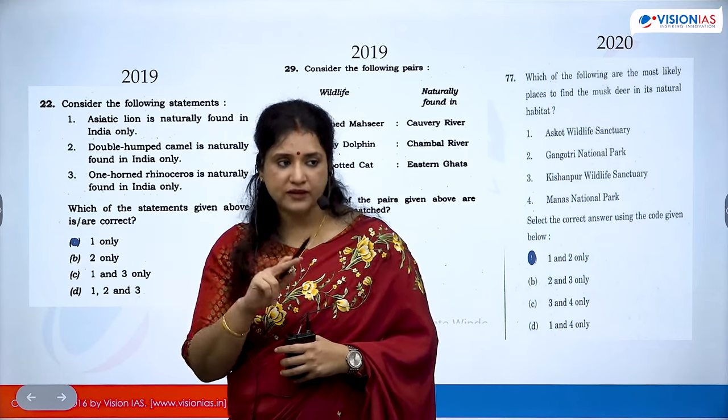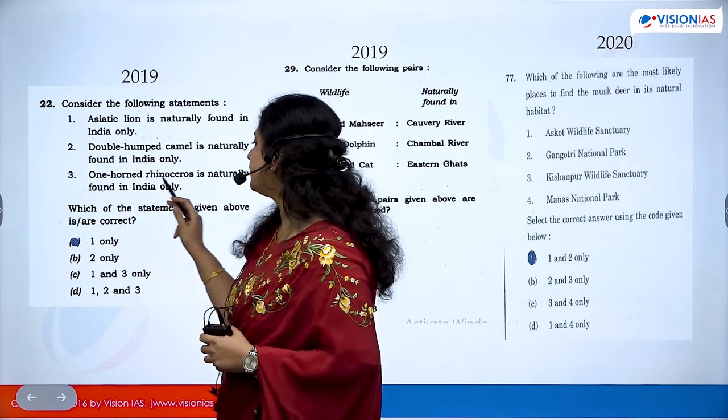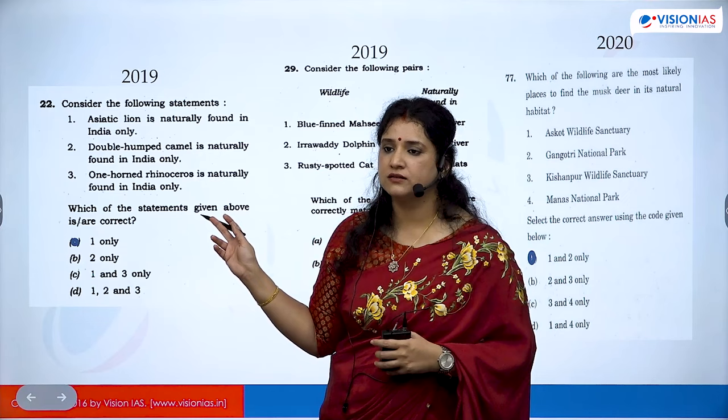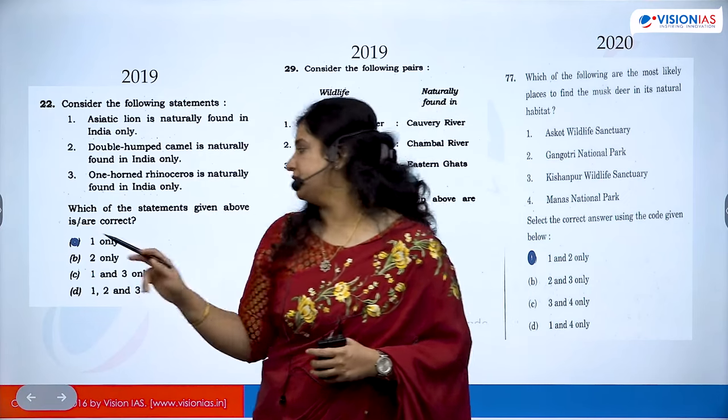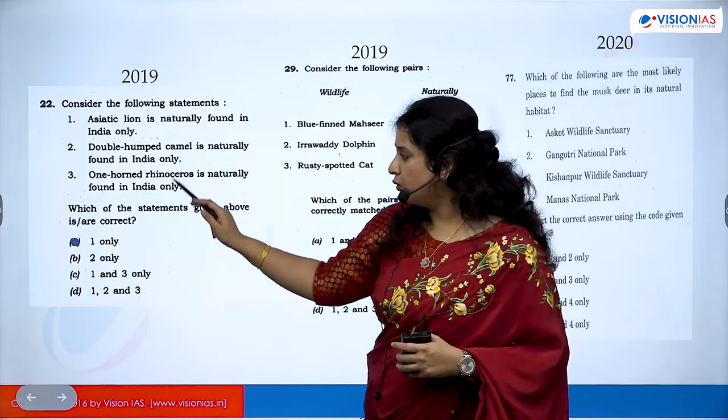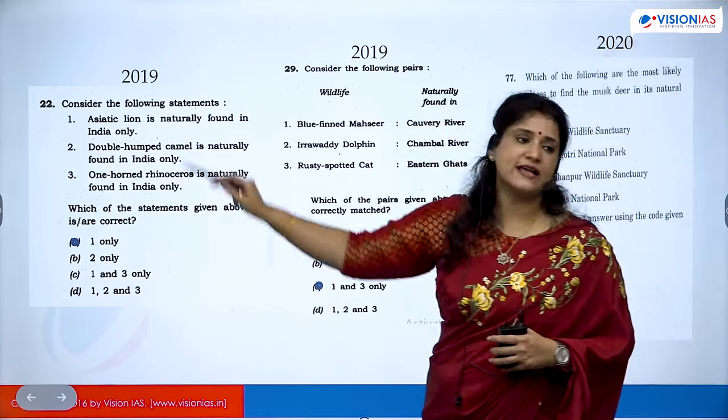Double humped camel is naturally found in India only? No, it is also found in Afghanistan. Okay. One horned rhinoceros is naturally found in India only? No. Where else? Correct. Okay. So the answer is one only. All three statements say only, but one is actually right.